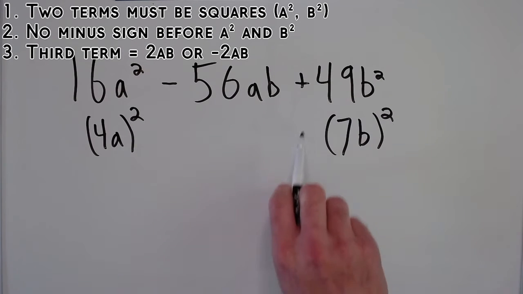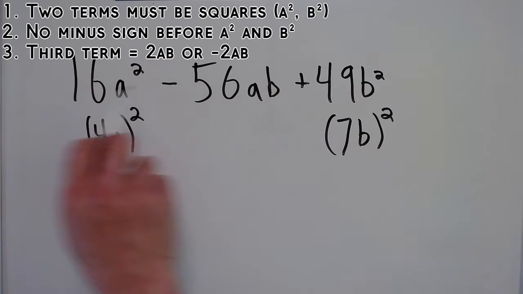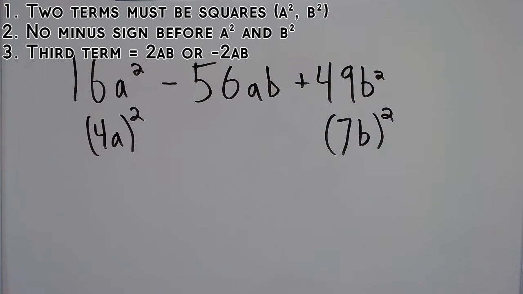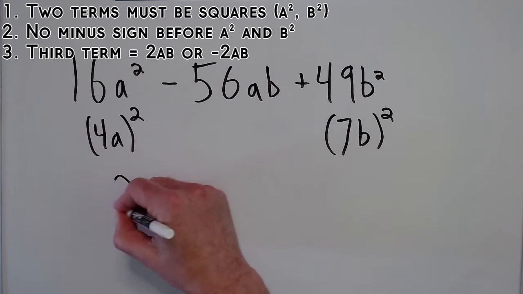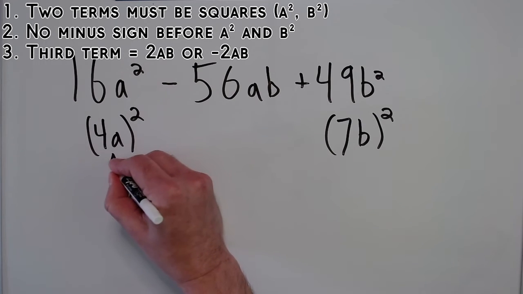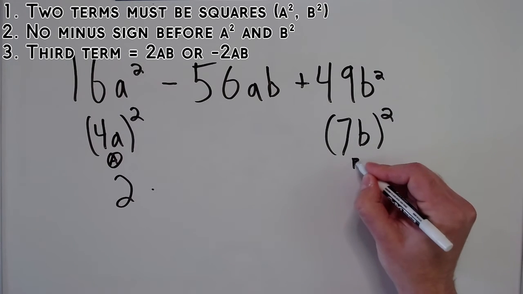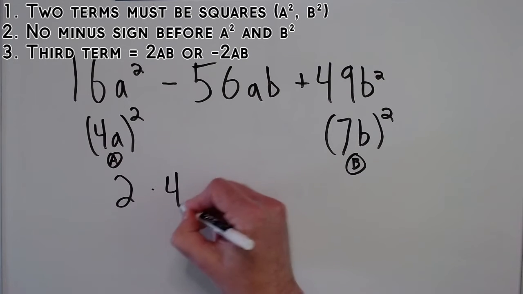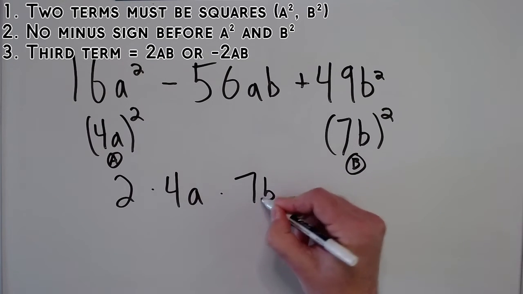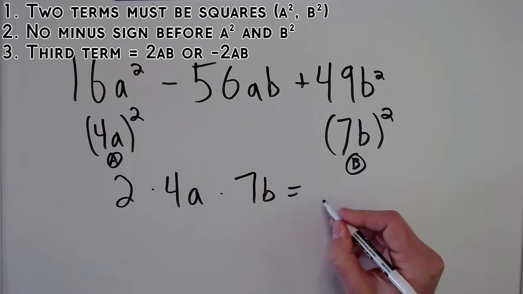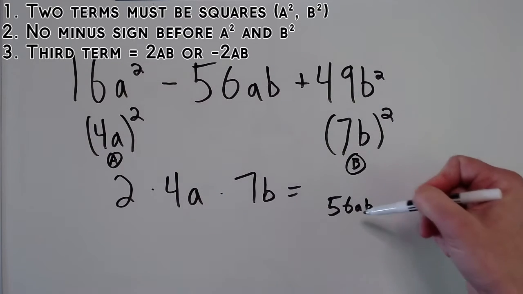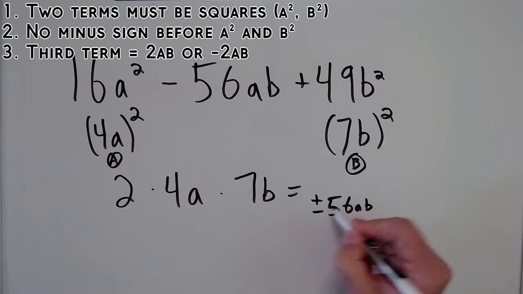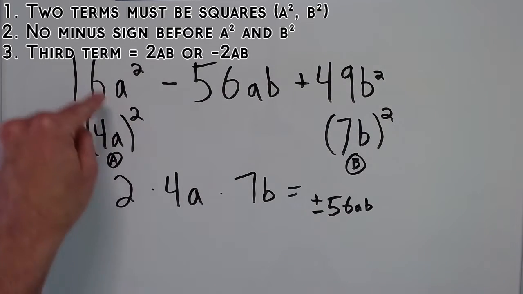Secondly, there's no minus sign before a and b. Okay, no minus sign and a positive sign. So finally, if we take 2 times a times b or minus 2 times a times b, we get this term in the middle. So let's just take 2 times, remember this is a in our formula and this is b, 2 times a times b. This is 56ab. So yep, we got a minus sign on this. So this could be plus or minus. It just happens to be minus in this case. So this one is a trinomial square.